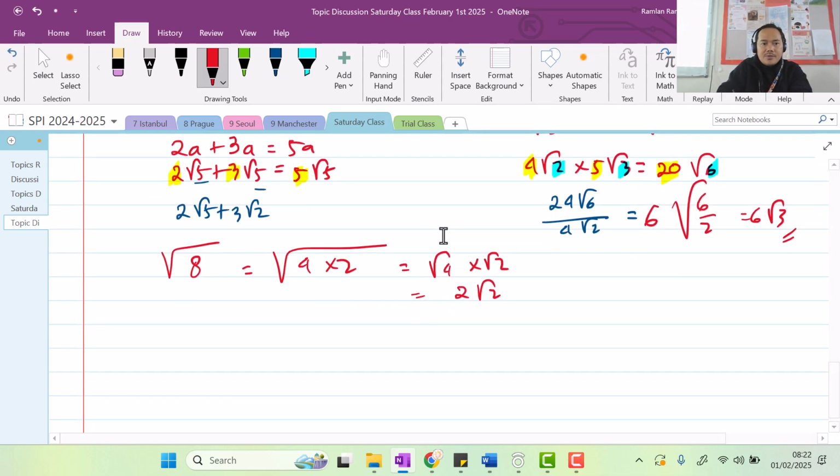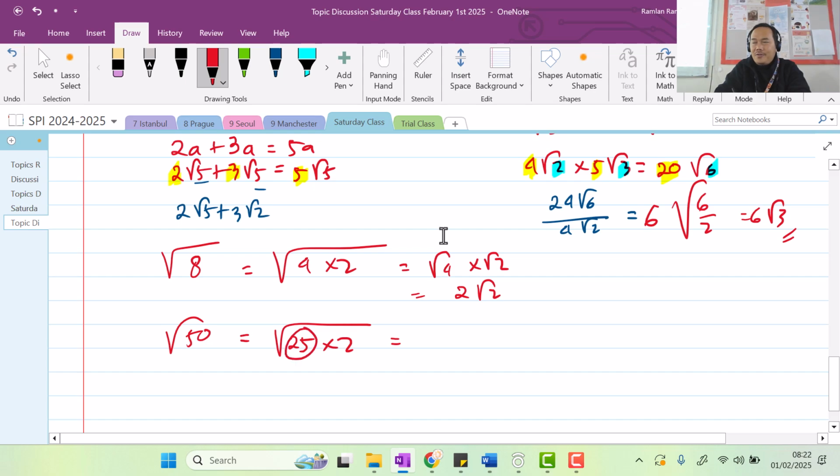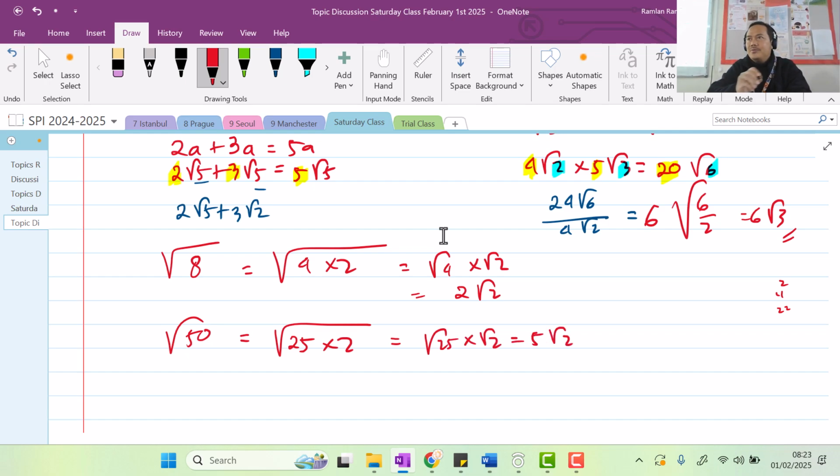Another example. What if we have square root of 50? How about that? You can split it into 25 times 2, right? Because we know that 25 is a perfect square. So you find the factor of 50 that is a perfect square. Hello? Yes, Adli? Okay. So that will be square root of 25 multiplied with square root of 2. That will be just 5 square root of 2. Gitu ya? Ya, masih ingat yang ini ya?